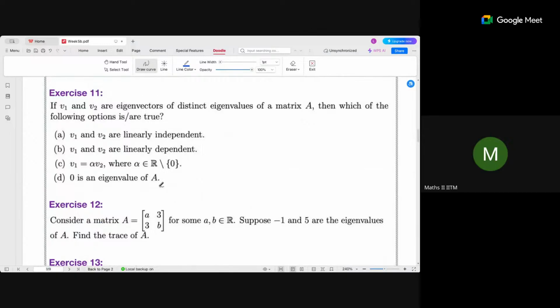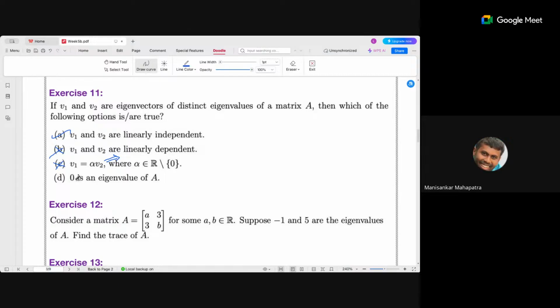Okay, so now looking at this example exercise, just read this and tell me what are the correct options. Option A is correct. So obviously B is incorrect. What about option C? So this will mean that they are linearly dependent, right? So again, this is incorrect. So can we say that just because the eigenvectors or eigenvalues are distinct, one of them must be zero?